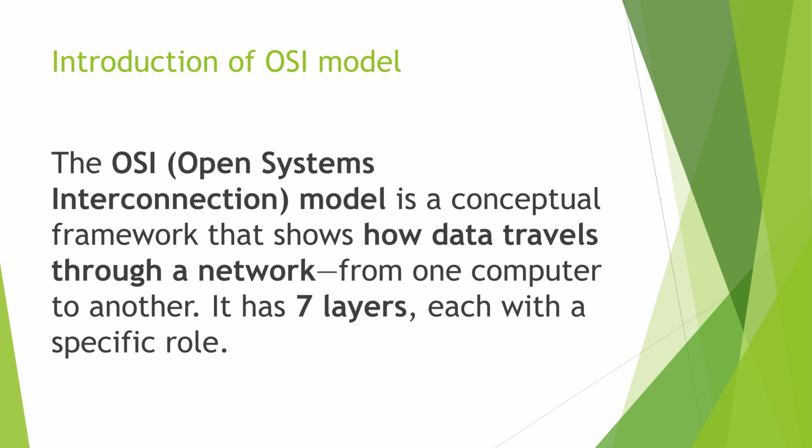So I'll give you a brief introduction of the OSI model. The OSI, the abbreviation is Open System Interconnection Model, is a conceptual framework that shows how data travels through a network from one computer to another. It has 7 layers, each with a specific role.